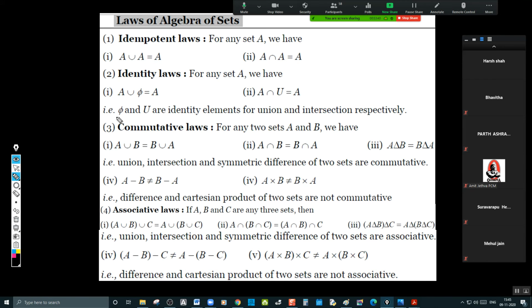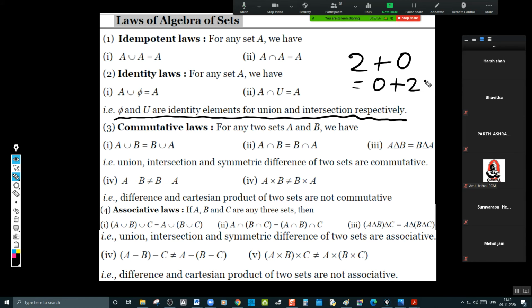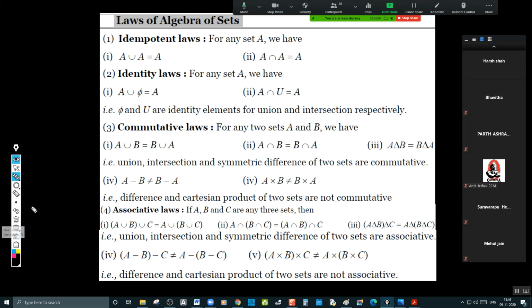Okay, next: phi and U are identity elements for union and intersection respectively. What does it mean by identity elements? If you add 0 to 2 or 2 to 0, you get the identical element 2. So 0 is said to be the additive identity in the real number system. Similarly, A union phi gives A, A intersection U gives A. That is the reason why phi and U are said to be the identity elements, because they give again A only. That's what you have to understand.